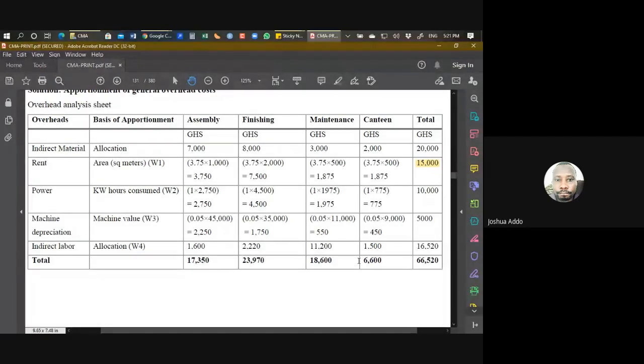2,250 for assembly, 1,750 for finishing, 550 for maintenance, and 450 for canteen. When we have shared the costs, this is how much each department should get using what we have determined as the fairest basis. The sum of their shares should be equal to the total we shared.